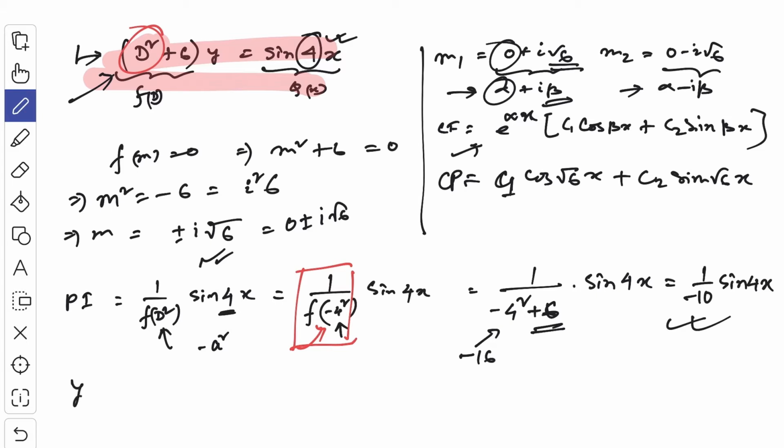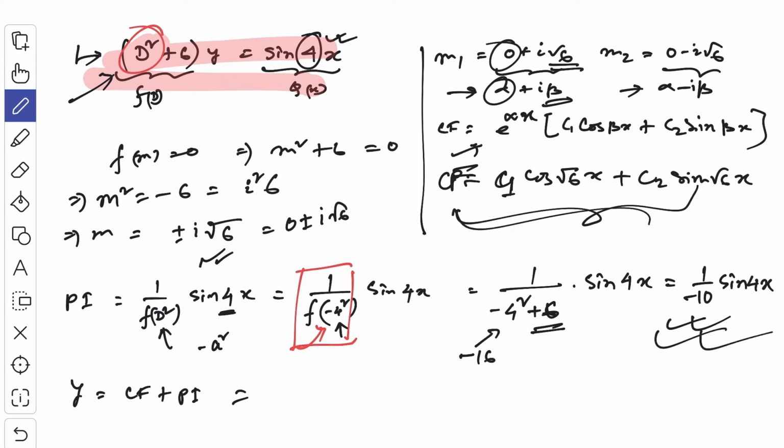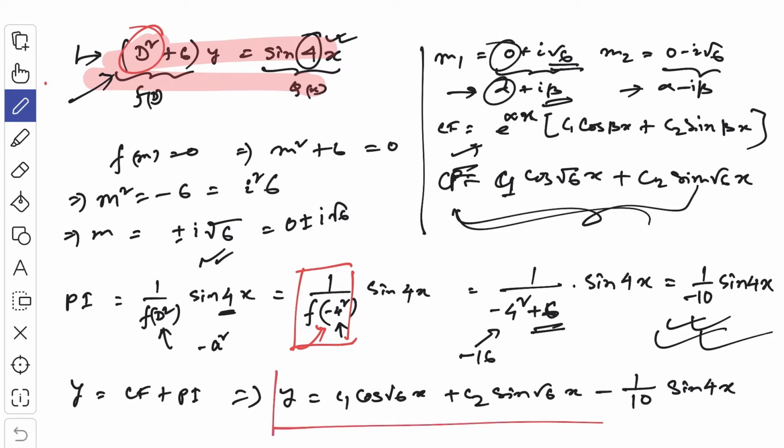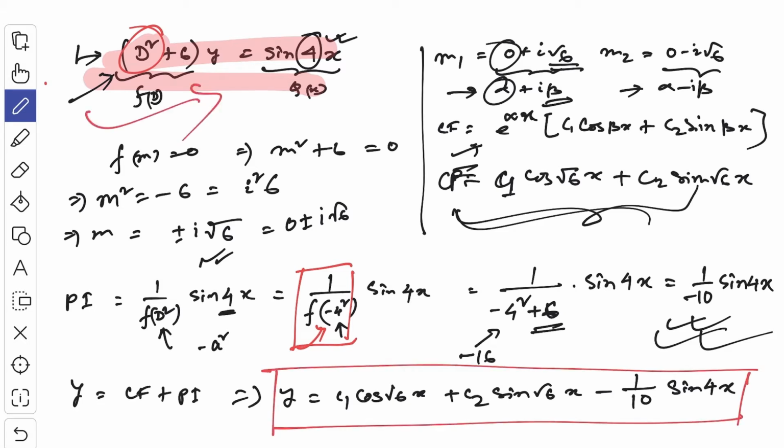The solution must be y is equal to CF plus PI, and we have got CF here. This is CF and this is PI. If you put those values here, then you will get the solution. y is equal to c1 cos root 6 x plus c2 sine root 6 x minus 1 by 10 sine 4x. So this is the required solution of this given differential equation.